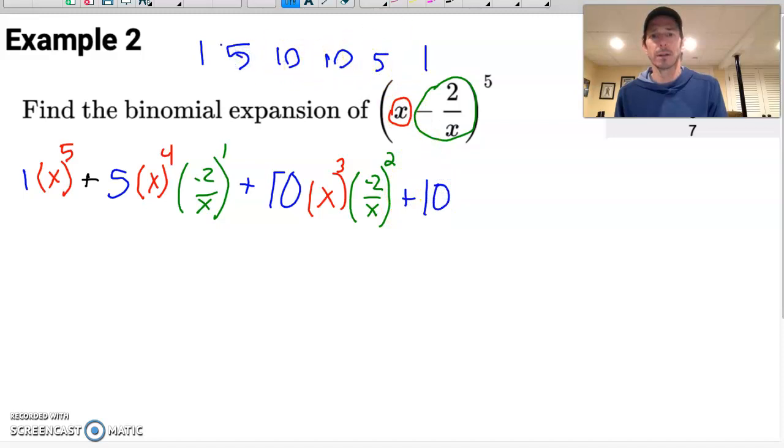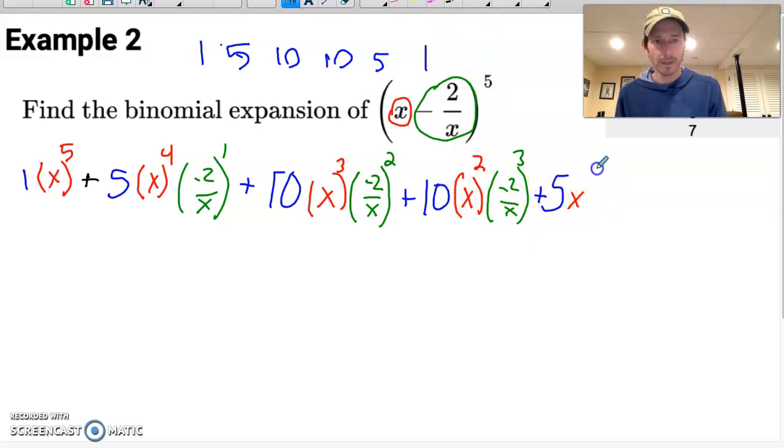Again, I'm just moving down my 5th row in the triangle. X loses another power, so it's down to 2, and negative 2 over x picks up another power, to a 3rd. And I keep going, plus 5. My x value is now just down to x. I'm going to lose parentheses and not write the 1 anymore. And my negative 2 over x is picking up powers like crazy. It's gone from 3 to 4. Again, they add up to 5. And then my last lead coefficient is a 1.